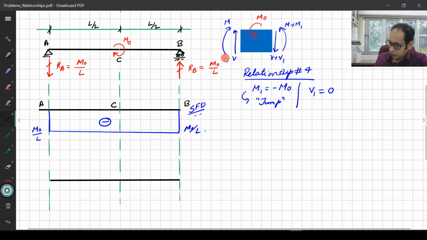Now for the bending moment diagram, I have the same points. This is my A, and here I have C, I have B. Now, how is the bending moment diagram going to change?